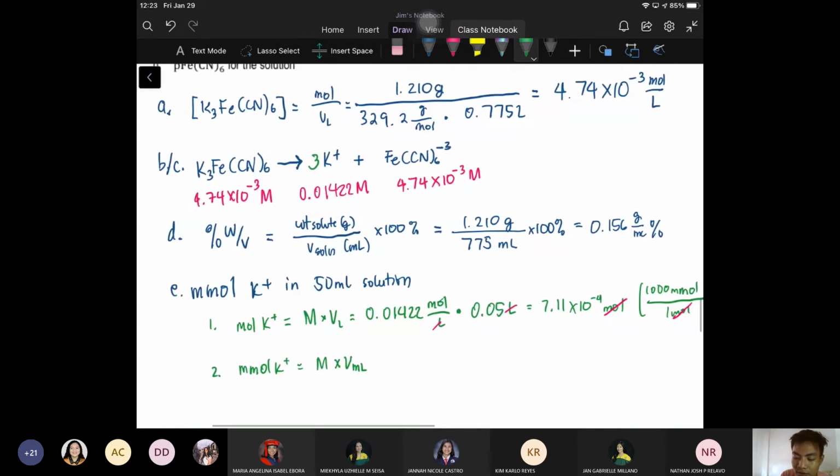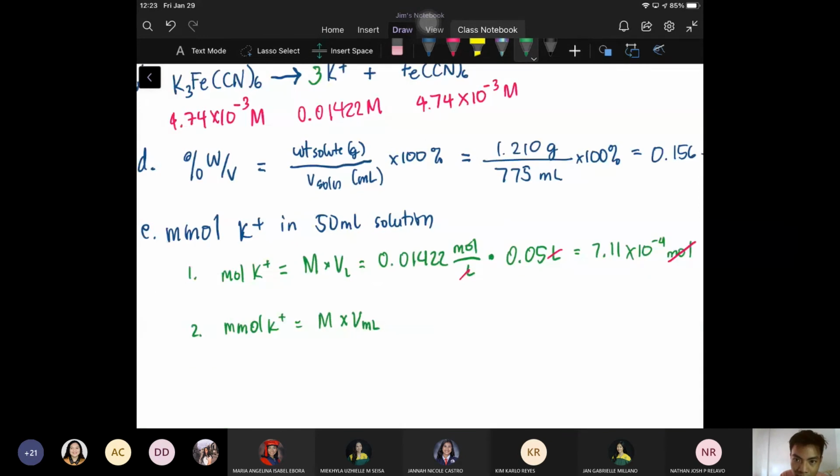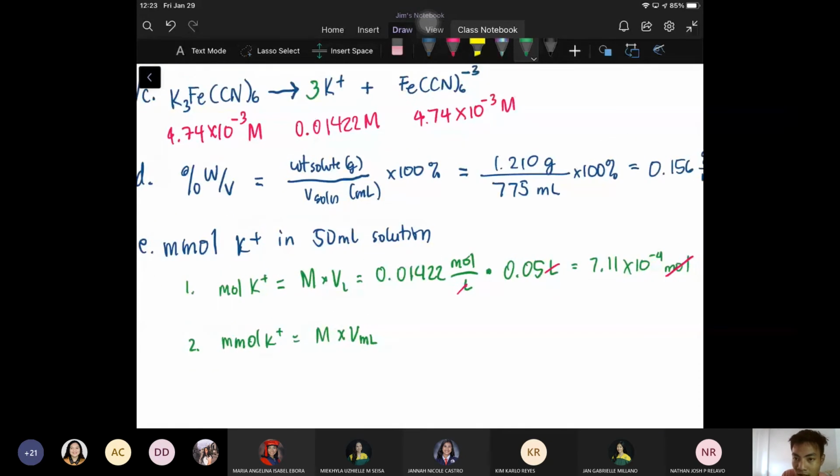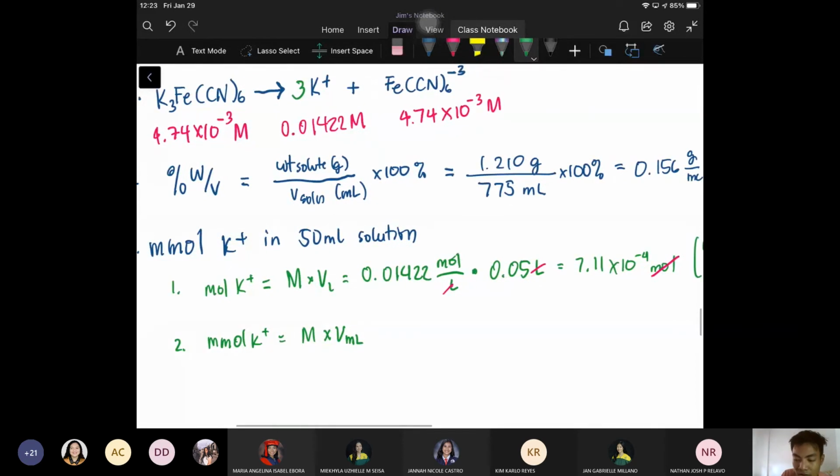No? So, instead of converting that to liters pa, for you to get the millimoles, you multiply it na lang sa volume expressed in ml. Kung ano yung value na makuha mo doon, milli na agad yung unit nun. Okay, so let's do that.